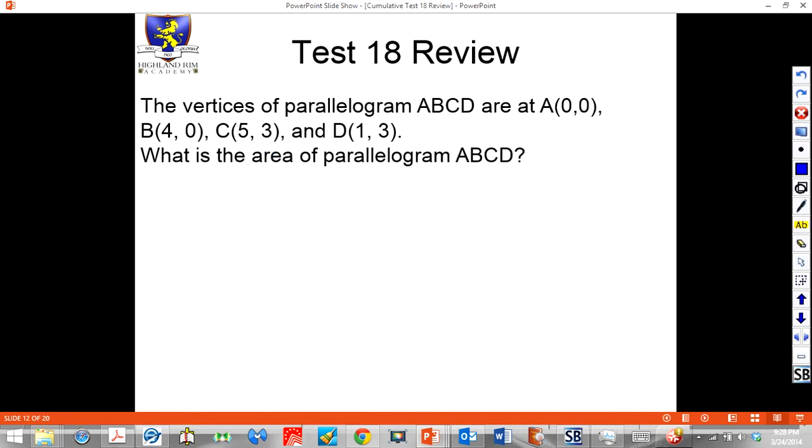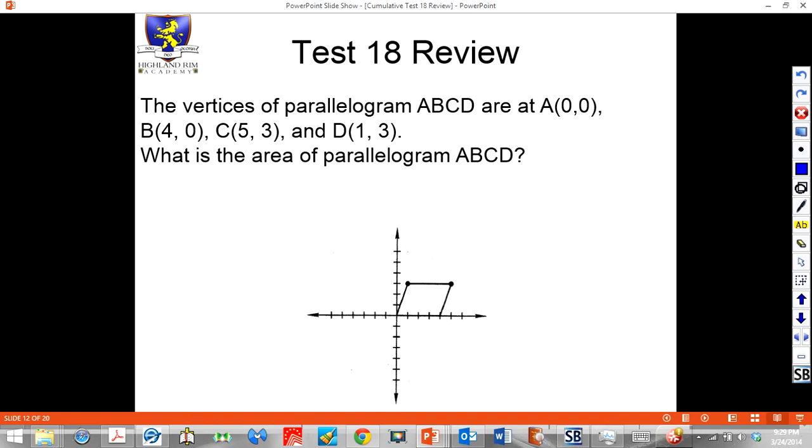Let's look at our next problem. Okay, this one's going to be a little bit different because I'm going to cheat on this and give you a little bit of a drawing. But the vertices of the parallelogram ABCD are A is 0, 0, or the origin, B is 4, 0, C is 5, 3, and D is 1, 3. So let's do a drawing of this, okay? And we say, what is the area of this parallelogram?